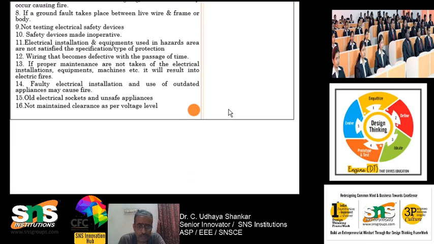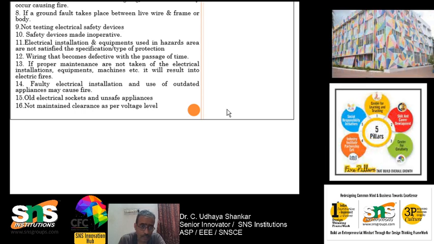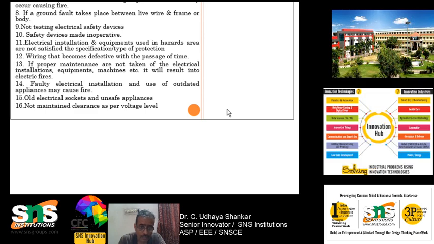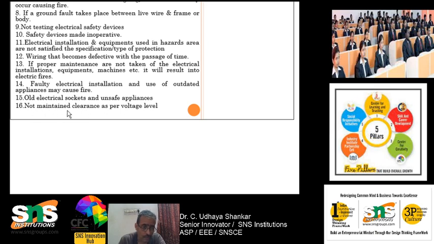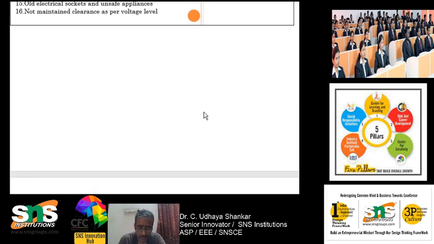And if the insulation deteriorates due to aging, fire can occur, and ground faults also may lead to fire, and not testing the electrical safety devices also leads to fire, and safety devices sometimes being made inoperative also lead to fire. Similarly, if electrical installations and equipment used in hazardous areas do not satisfy the specifications or type of protection, then it will lead to fire. And wiring that becomes defective with the passage of time, faulty electrical installations and old electrical sockets are really unsafe, and if proper maintenance is not there, then also it leads to fire.